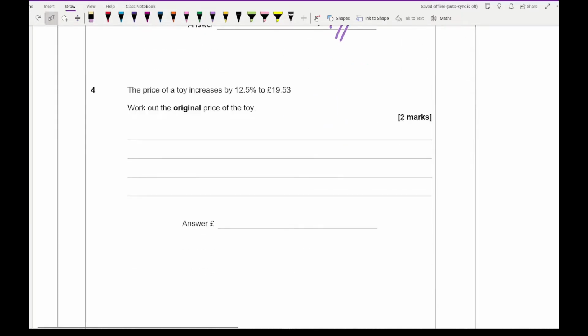Then for question 4, it says the price of a toy increases by 12.5% to £19.53. Work out the original price of the toy. If we're increasing by 12.5%, the decimal multiplier is going to be 1.125. And because we're doing reverse percentages, we need to divide the amount by that decimal multiplier. So it's going to be 19.53 divided by 1.125, which gives me an answer of £17.36.